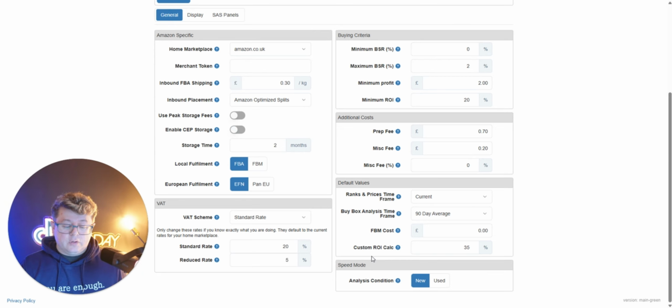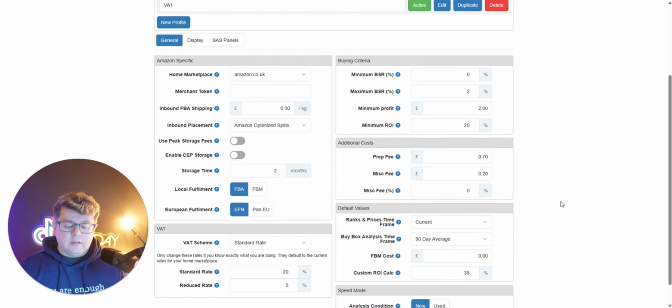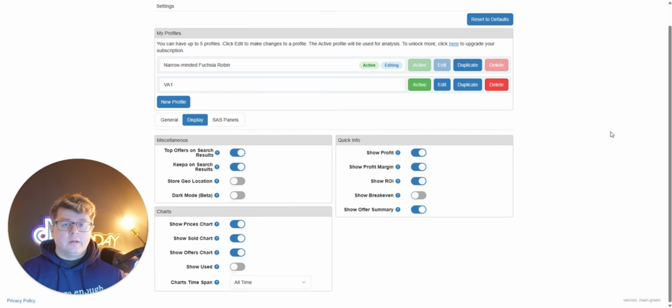And then you have your custom ROI calculator, which I've just left at 35%. Like I said before, with these settings, these automatically save. You go over to display and this is going to just give you some additional options. Personally, I don't like to show the break even. I know a lot of people like to see what the minimum they'll be selling that product for, but usually I'm overestimating my fees, so it would be not as accurate anyway.